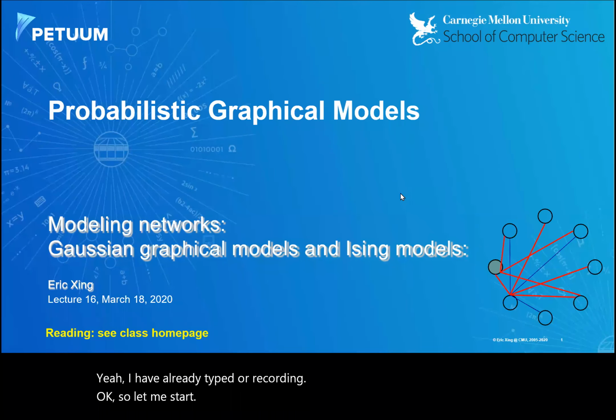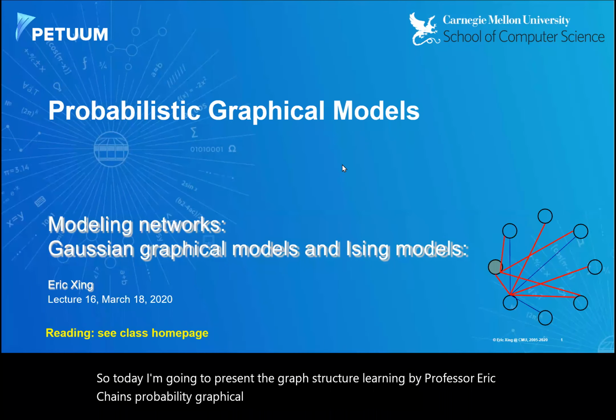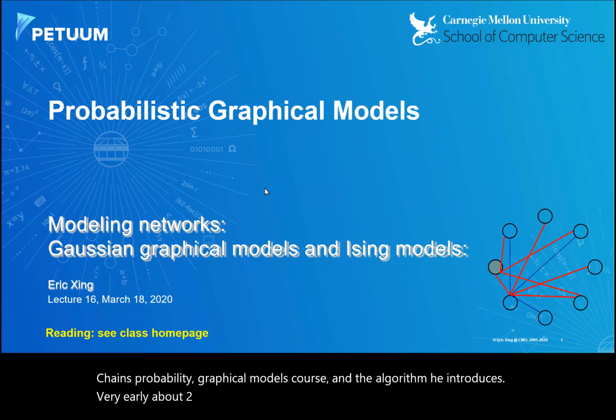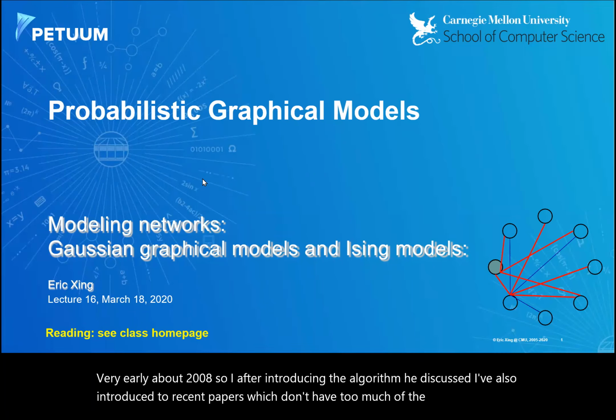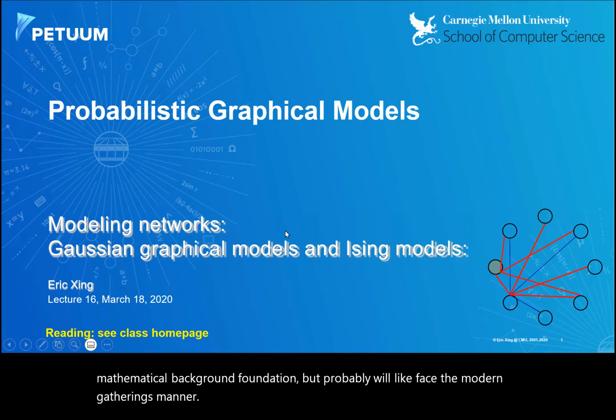So today I'm going to present graph structure learning from Professor Eric Xing's probabilistic graphical models course. The algorithm he introduced is from very early, about 2008. After introducing the algorithm he discussed, I've also introduced two recent papers, which don't have too much mathematical foundation, but probably follow the modern deep learning manner. Okay, so let's start.